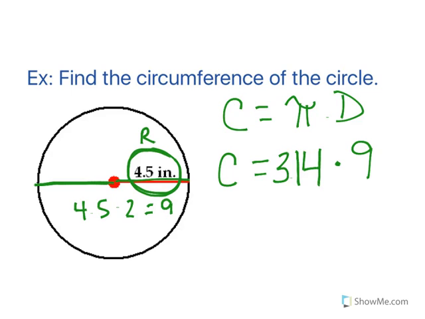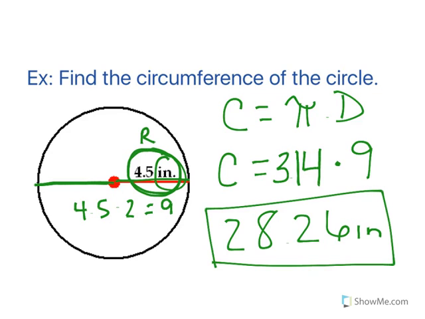So when we type in our calculator 3.14 times 9, we're going to get 28.26 inches. Again, we're going to use inches because that's what the unit was in the problem. So that's my circumference. Easy as that.